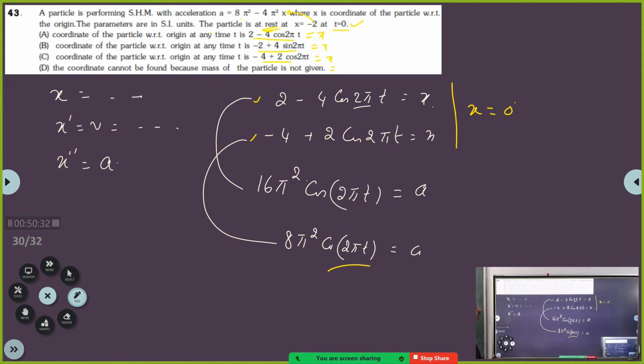So which expression will give you 16? This expression, A, is giving you 16.